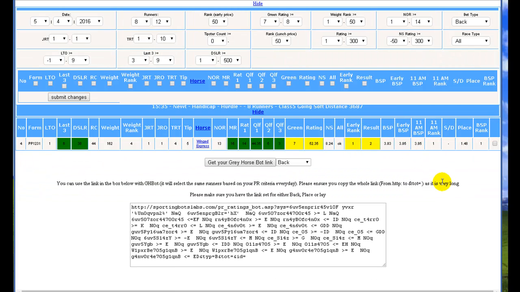So I'm not saying this is going to be a brilliant system by any imagination, but it just shows you how you can use the PR ratings to find little systems that will come up.